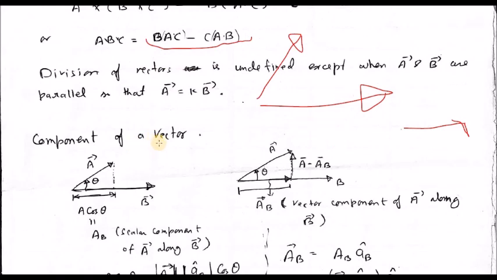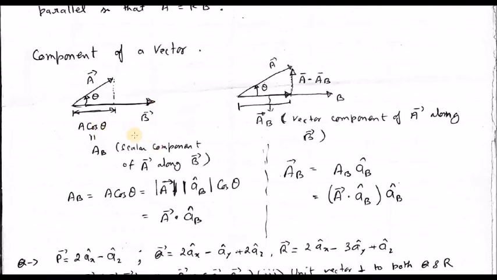Now next is the component of a vector. Suppose two vectors are here, vector a is here and vector b is here, separated by angle theta. So what will be the component of vector a along vector b? See, this length is a, this is b, and this angle is theta. So the component of a along b is this length, and this is a cos theta, denoted with a suffix b, so it is the component of a along b.